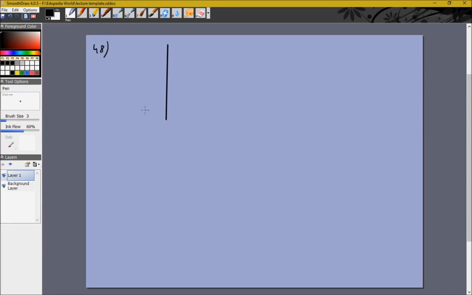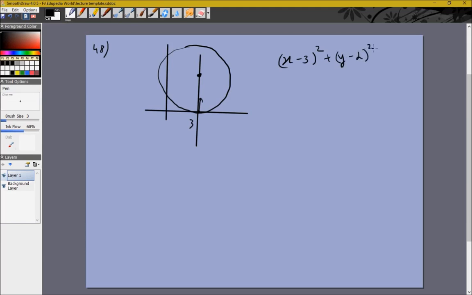You are given a circle which touches the x-axis at x is equal to 3. Now then the one thing we can be sure is that this is perpendicular to the tangent, or this is the radial direction, which means the radius has to lie on this line, which means the x coordinate of the center has to be 3. So the equation will be x minus 3 whole squared plus, with 2 more parameters, y minus alpha whole squared is equal to r squared.